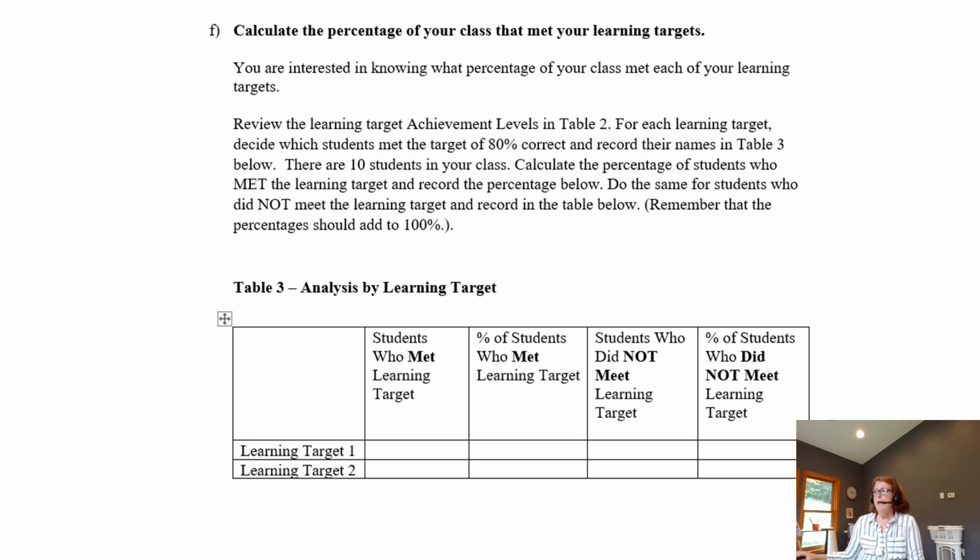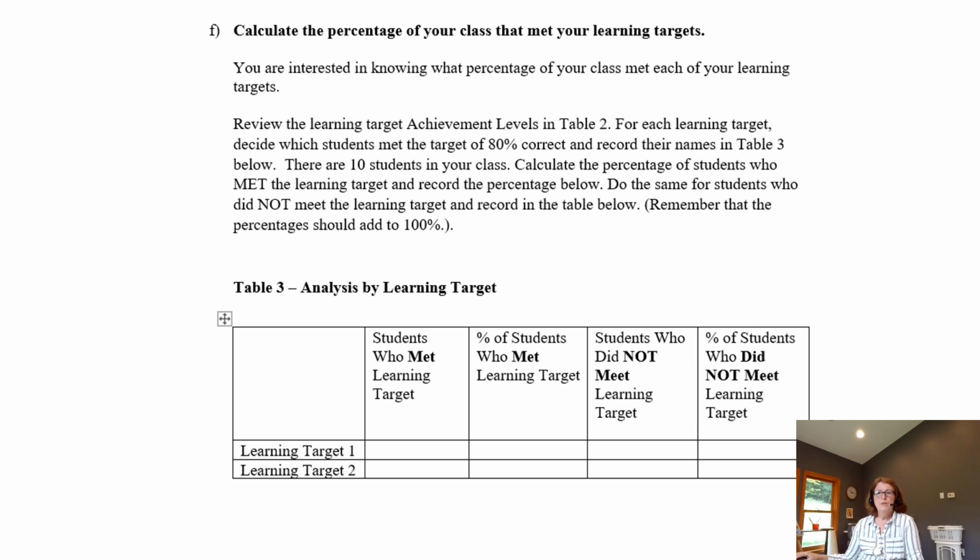So you're going to go back to table 2. You're on table 3 now, but you're going to go back to 2 and you're going to look in that column that says achievement learning level by learning target, and you're going to say how many are at or above 80% and count them. So maybe you have 8 students that met learning target 1 and 2 students that didn't. Remember, it needs to add to 10 because there are 10 students.